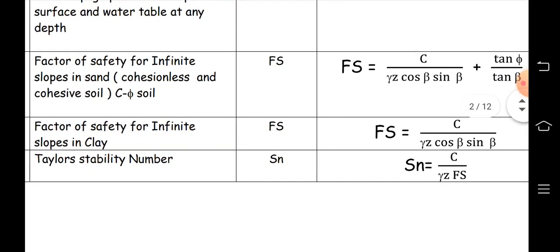Then last, that is the factor of safety for an infinite slope in a cohesive soil, that is clay soil, that is C soil.